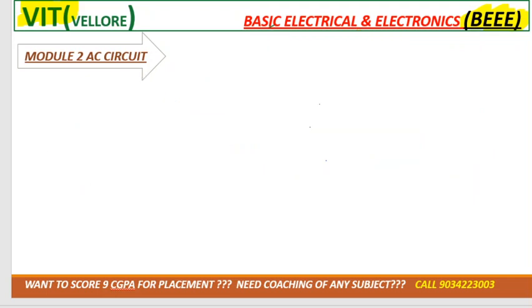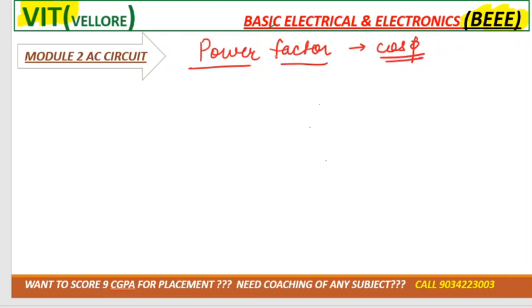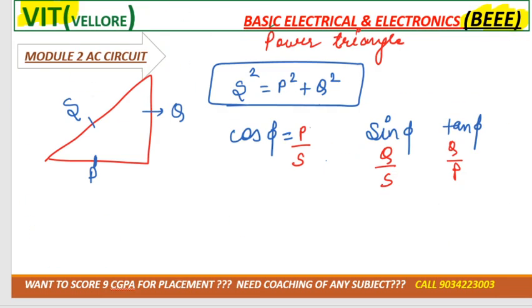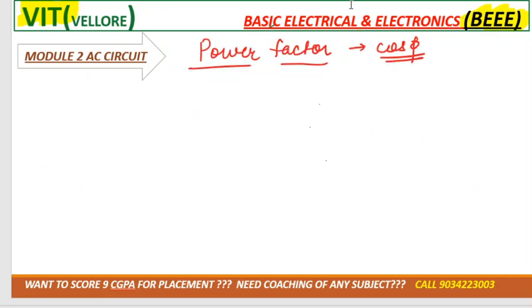Now see, you have heard one more term, that is power factor, right? Power factor is nothing but cos phi. If you calculate cos phi from the power triangle, then power factor is P by S. Some students misunderstand it as phi. No, it's cos phi, the cosine of the angle between voltage and current.